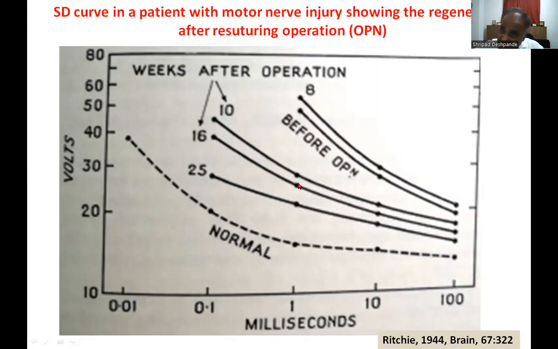16 weeks, it has moved further to the left, towards the normal. 25 weeks, it has moved to near the normal values. Maybe if you have followed it further, it may come nearer, but may not reach the original level. So this is the point where you can identify whether the patient is recovering or not. What happened to the patient after injury, and this is the importance of the strength duration curve.